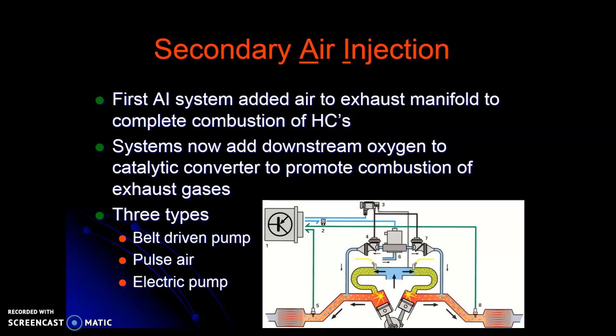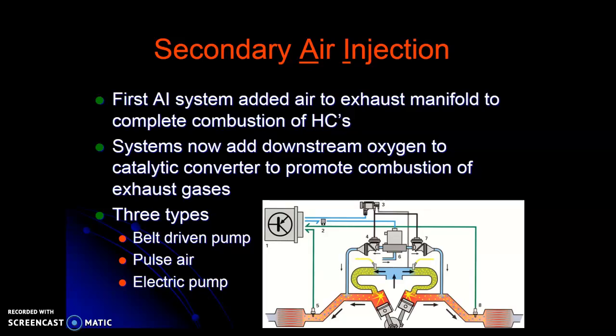So the first air injection systems added air to the exhaust manifold to complete combustion of hydrocarbons. Basically, you're adding air. Here's your system right here, little diverter valve. You're going to add air down here in the exhaust manifold, and that heat in the exhaust with the air is going to burn some of those raw hydrocarbons or raw fuels. Now we run them down here into the catalytic converters to help promote combustion of exhaust gases in the converter. Helps them run a little more efficient, increases that temperature to burn off that raw fuel.